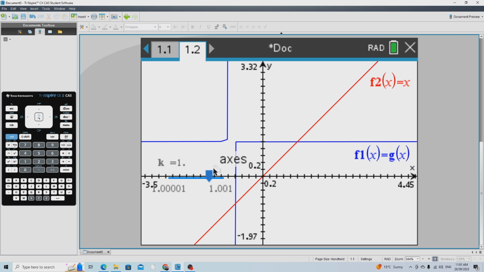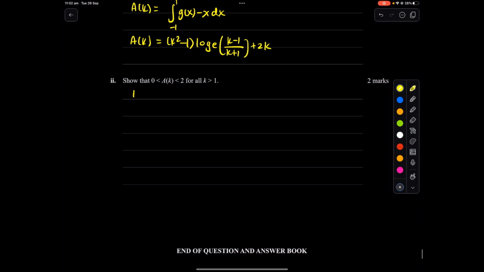And what happens as k gets smaller and smaller, not equal to 1, but very close to 1? We can see that the area becomes a right angle triangle. So what is the actual area of this triangle? Let's just find it out. We know that the area of a triangle is half base times height.